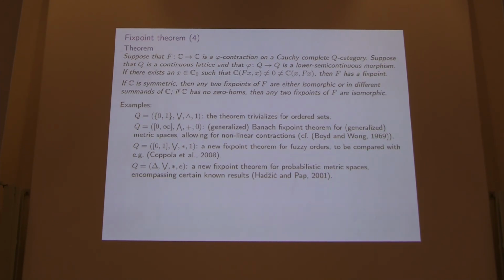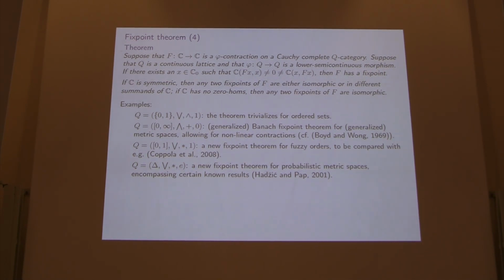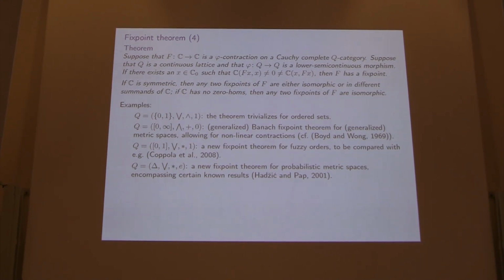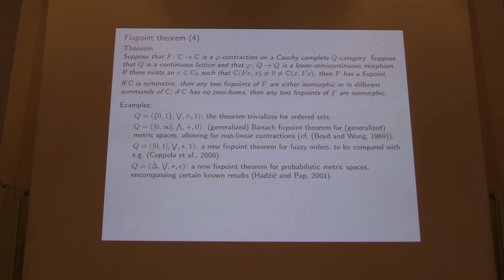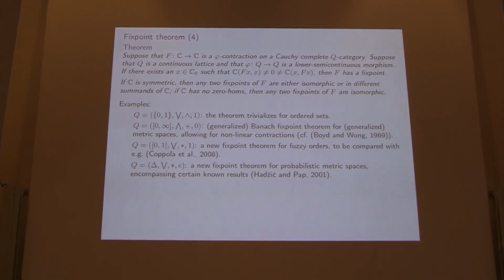If we look at the left continuous t-norms, so quantale structures on the unit interval [0,1], then we find a new fixed point for these fuzzy orders, but it seems to be related to known results, but not one-on-one. We still have to check this or look into this. And for probabilistic metric spaces, there are complete books on fixed point theorems for probabilistic metric spaces that I absolutely didn't know of before this work. It's by Hadzic and Pap in 2001. And we find a fixed point which is related to certain of their results, but again, it's not really clear how precisely their results would fit in or would suggest generalizations of what I presented.